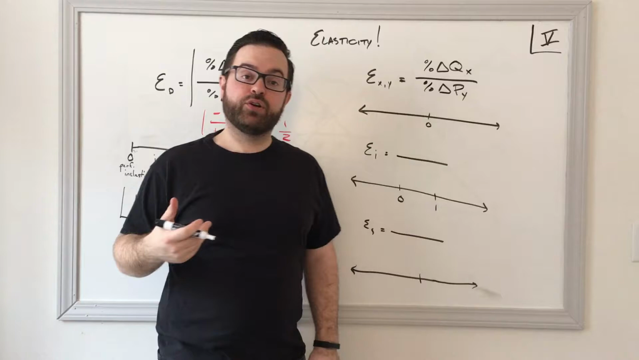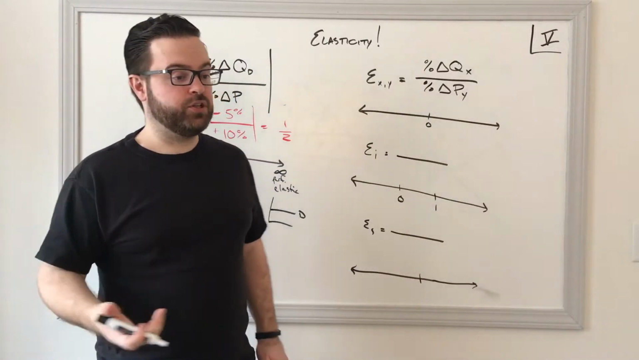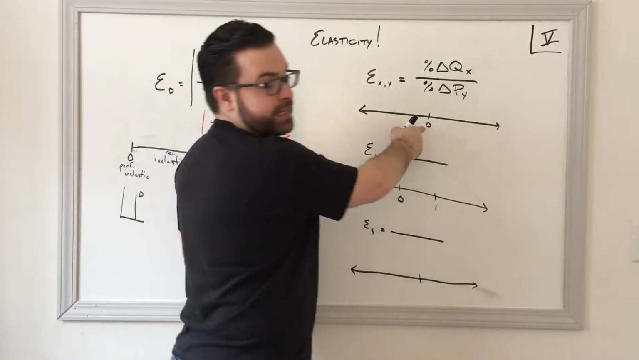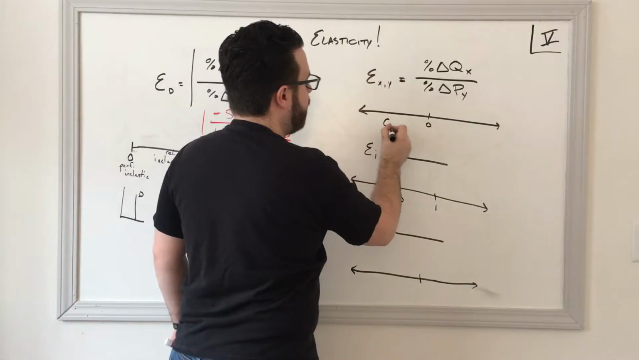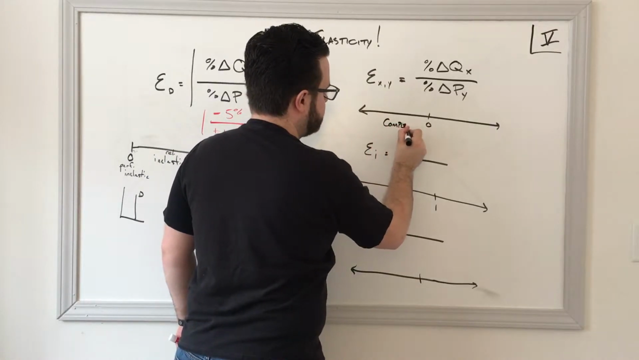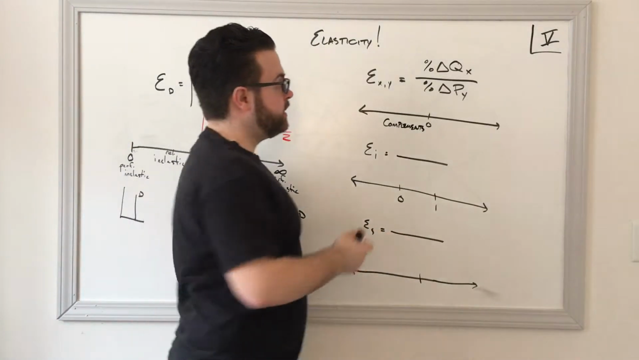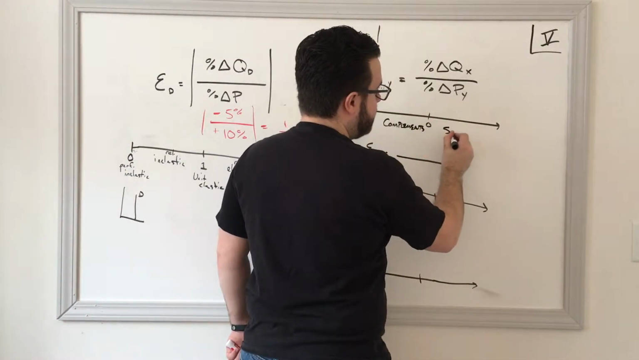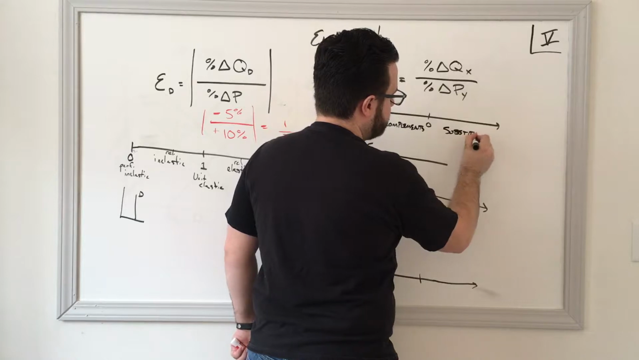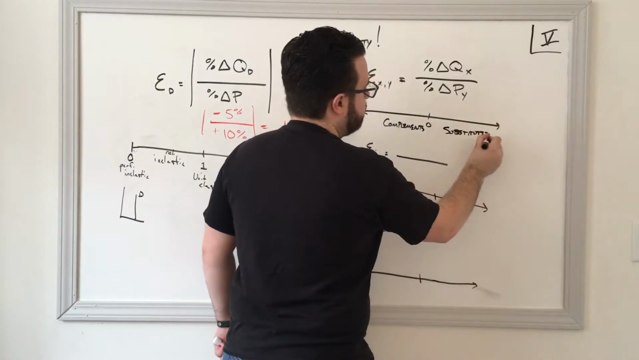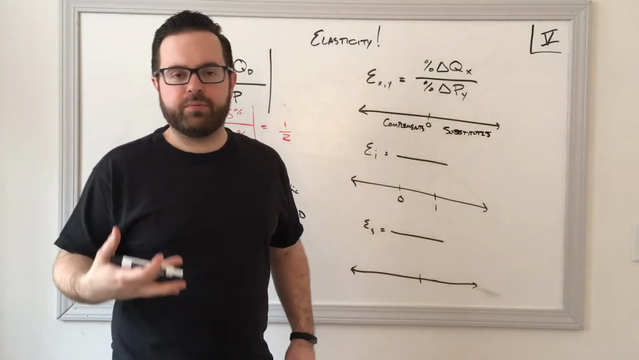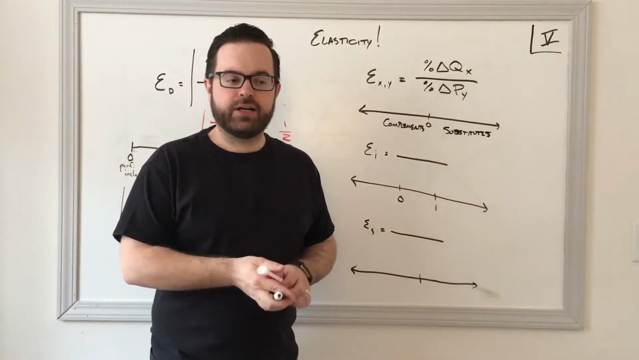And this tells us whether goods are complements or substitutes. So if this is negative, then the goods are complements, meaning you need them together, hot dogs and buns. If it's greater than 0, then they're substitutes, meaning you don't need both of them, you're gonna have one or the other. That would be hot dogs and hamburgers.